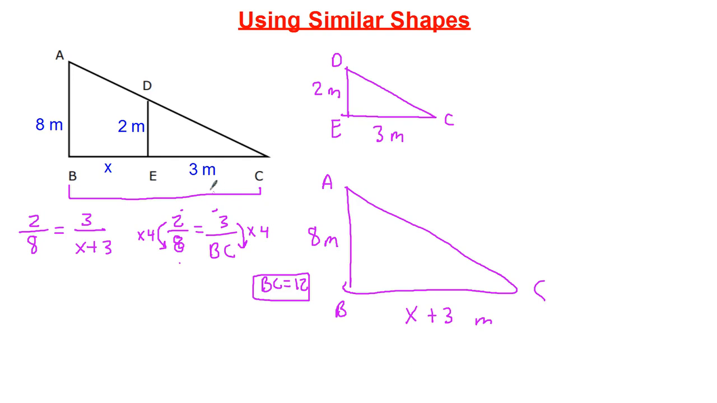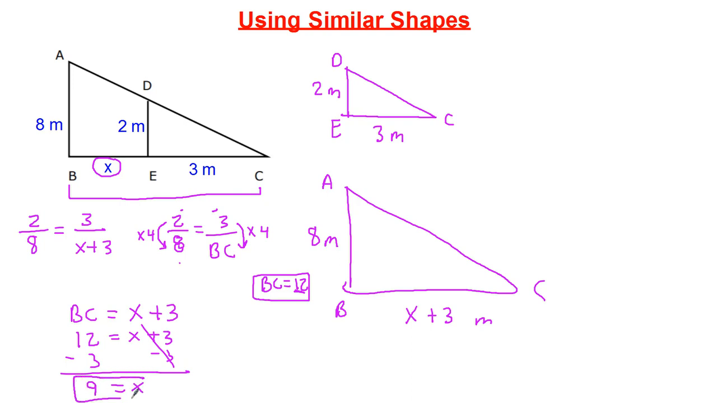But the thing is, we're not asking about BC. I want to know what x is equal to. Okay? So BC is equal to x plus 3. We know that BC is 12, so 12 is going to be equal to x plus 3. Minus 3 on each side, minus 3. Then we see that x is going to be equal to 9. So in this situation, x is equal to 9.